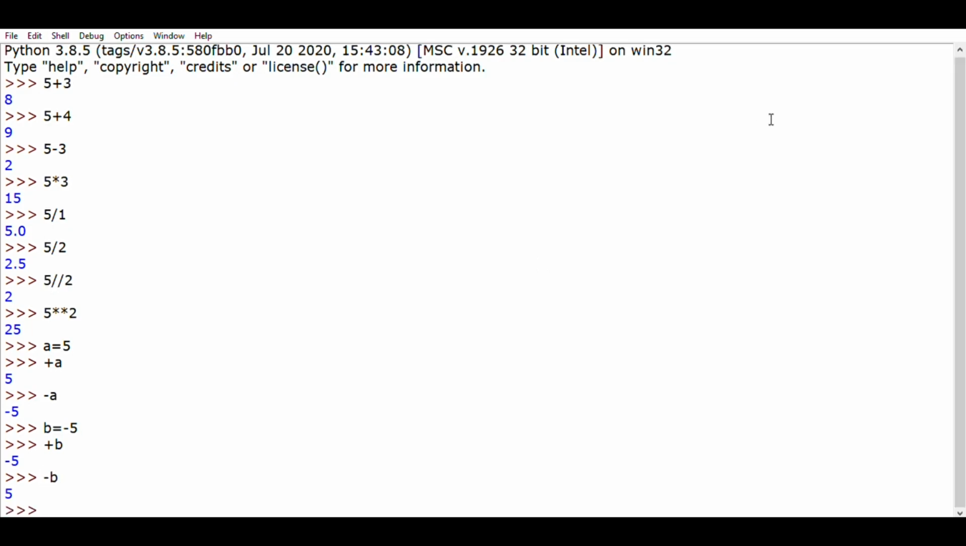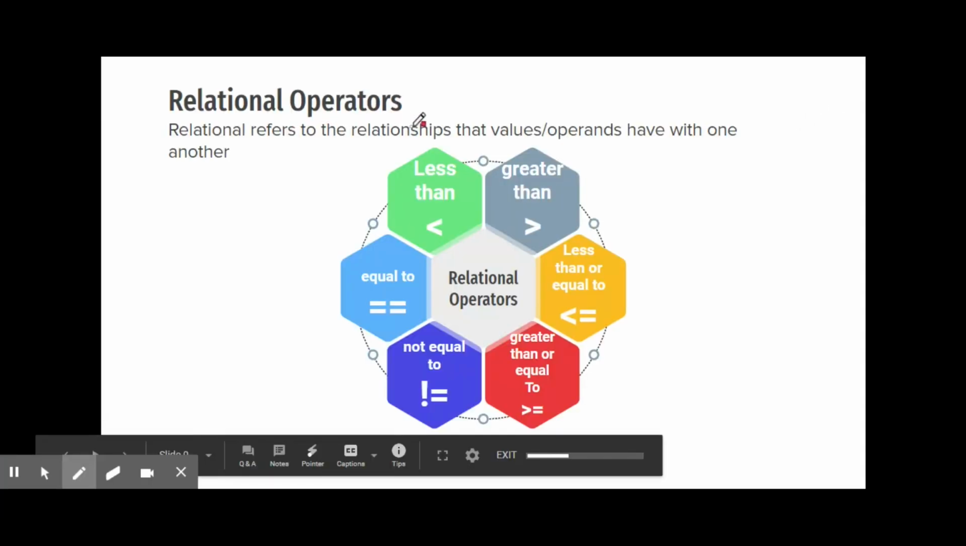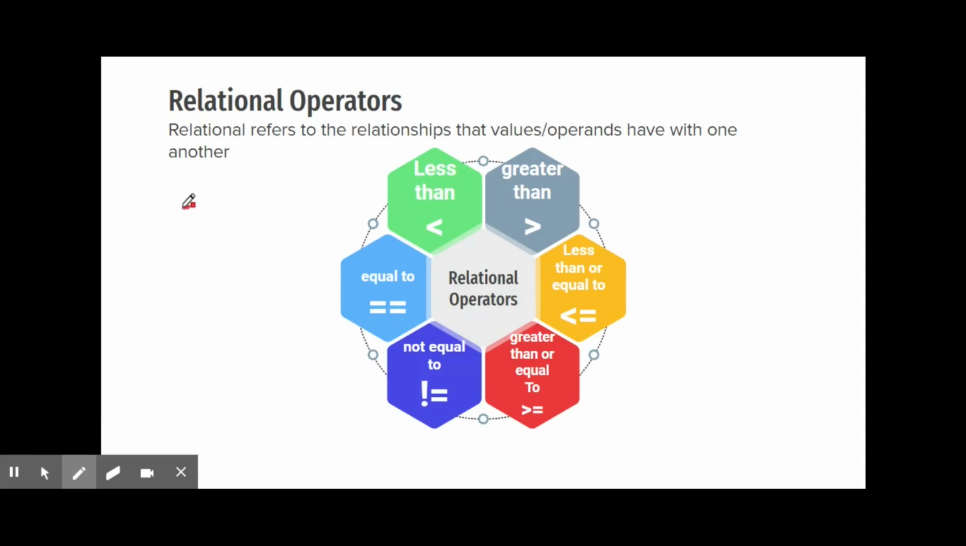So these are a few examples of arithmetic operations. Let us look at what relational operators are. Relational refers to the relationships that values have with one another. So I have an operand A and another operand B. I should use equal like this, equal to equal to.